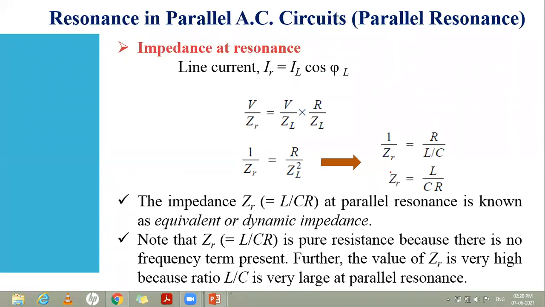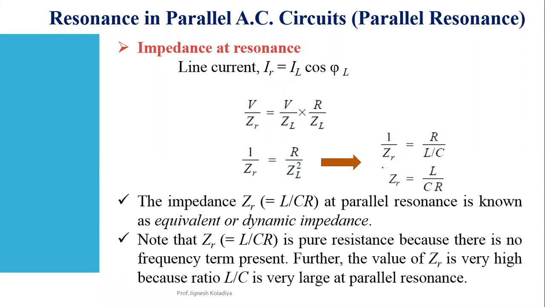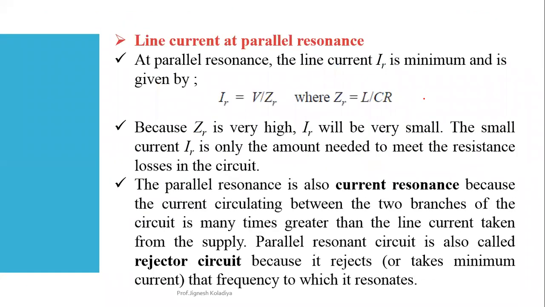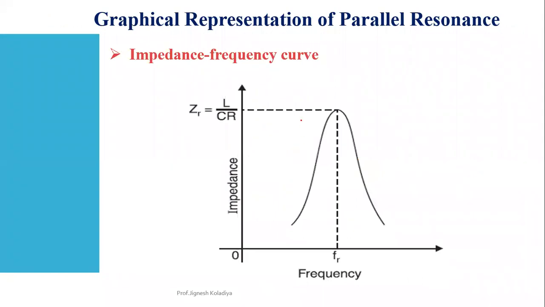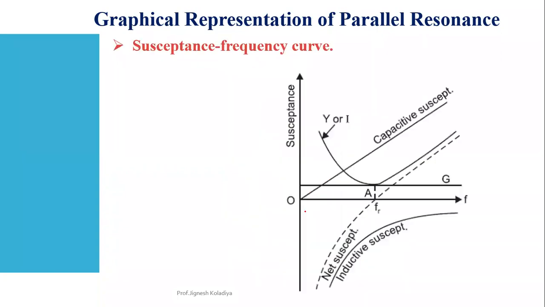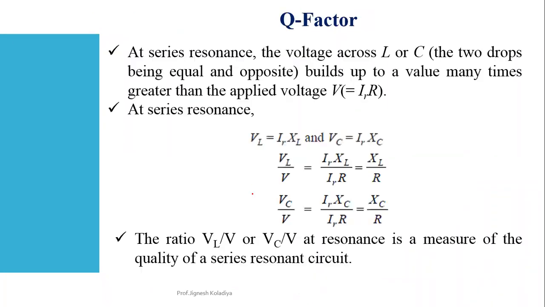So we know that the dynamic impedance is Z is equal to L upon RC, and that is high at the time of resonance. And so due to high impedance, the current is less. Okay, so you can see, at resonant frequency, we have maximum impedance and so minimum current. This is the susceptance versus frequency curve, that is also completed.